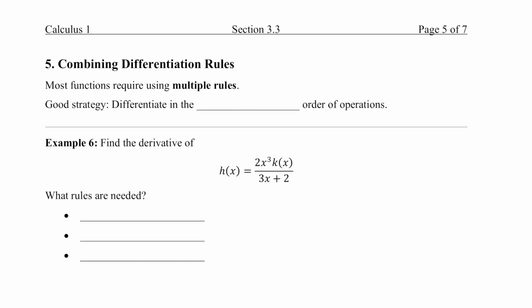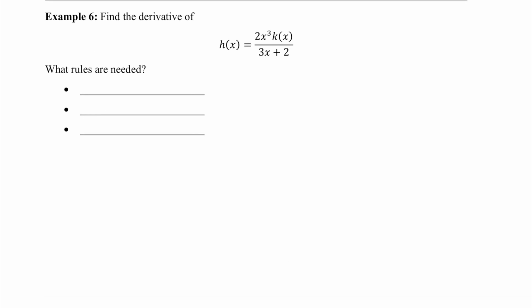A good strategy is to differentiate in the reverse order of operations. That means we first look at the outside of the function, and then we work our way inside. This helps us decide which rule to use first. Now, let's look at example 6. We want to find the derivative of the function h of x equals 2x to the third times k of x over 3x plus 2.